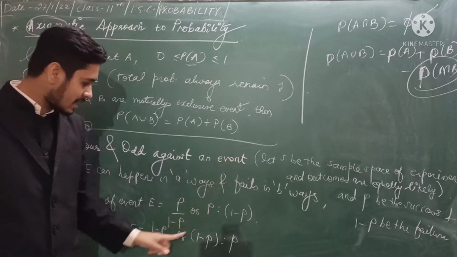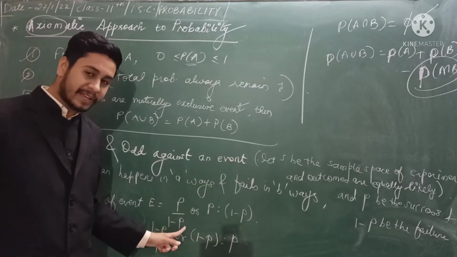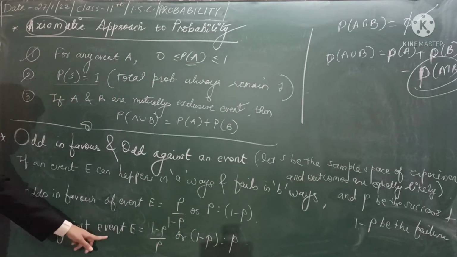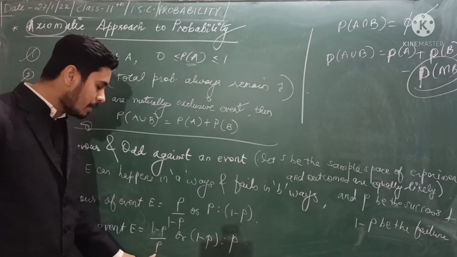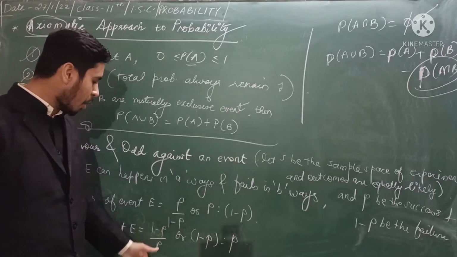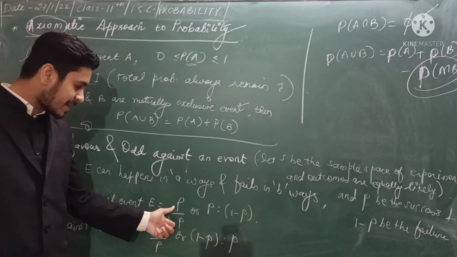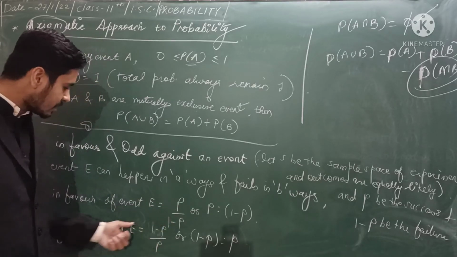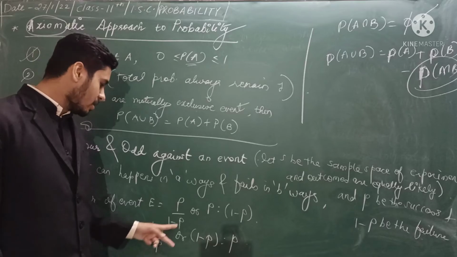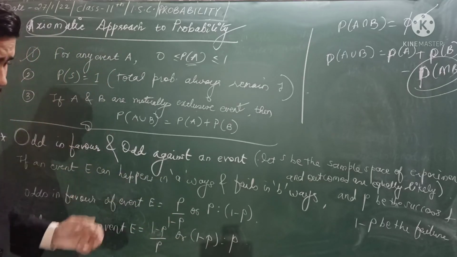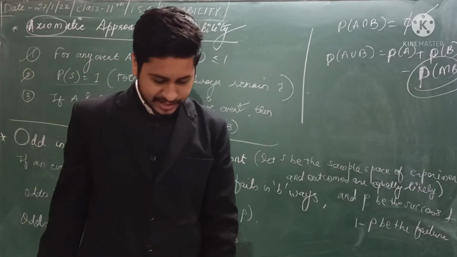P means the success and 1 minus P means the failure, so P upon 1 minus P. And for the odds against the event, it will be 1 minus P upon P, that is failure upon success. For the first, the ratio is success to failure, and for this one failure to success. So you need to remember the formula for these two also. We'll do questions there itself and understand.